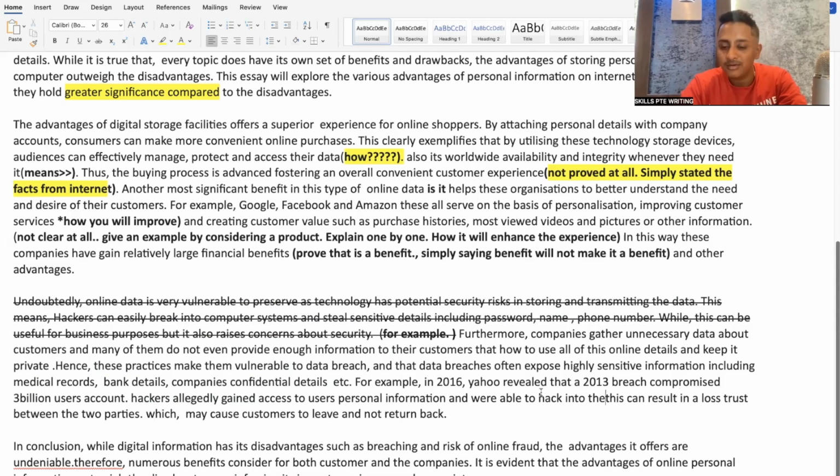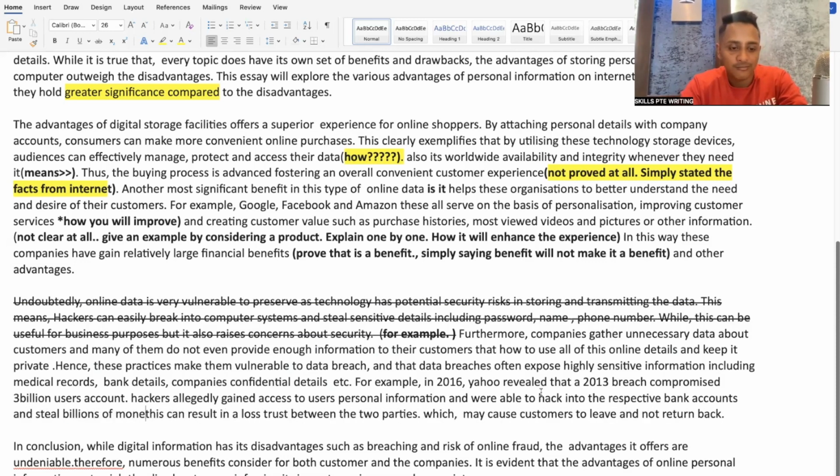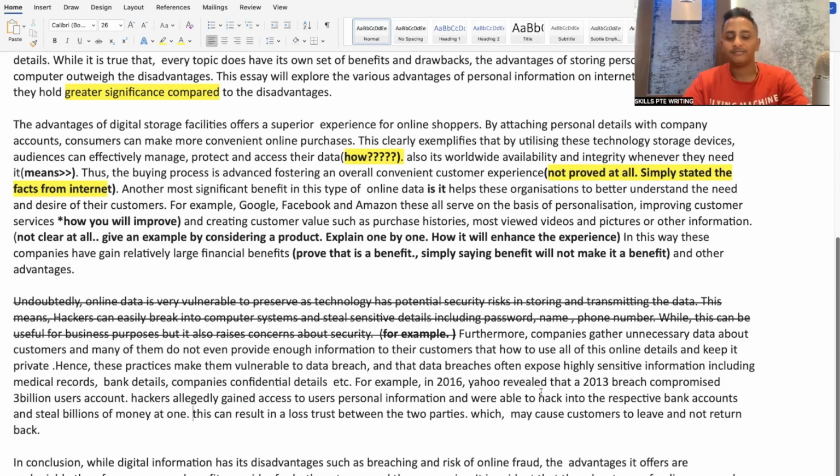hack into the respective bank accounts and steal billions of money at once. This can result in a... not required. This is not required. The consequence is not required. What will happen after that? Not required.